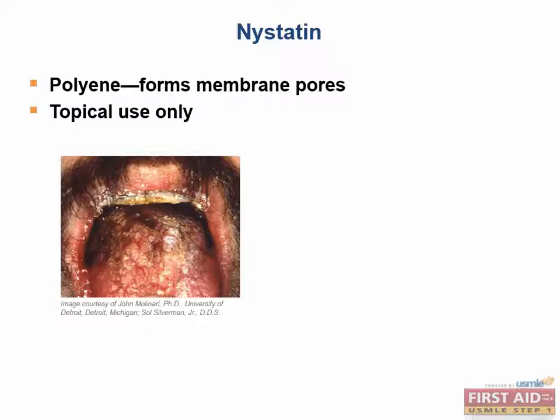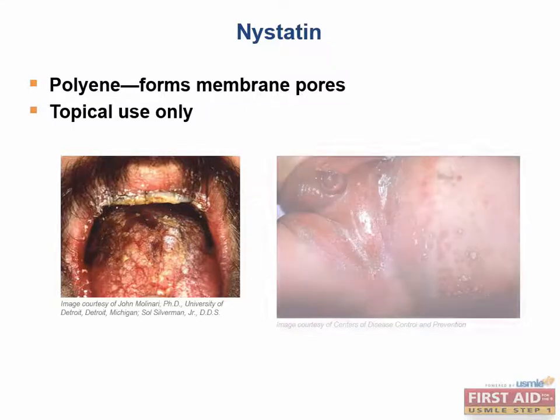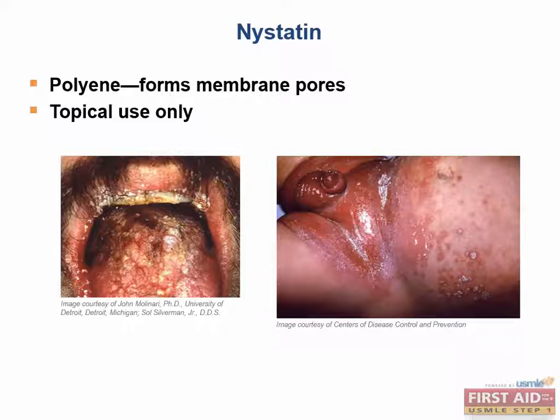Very good. For oral thrush, you have your patient swish and swallow the preparation so that it bathes the oral cavity. Thankfully, it is not well absorbed and doesn't cause systemic toxicity when it reaches the gut. It can also be used to treat very bad diaper rashes, as we can see here, that are usually caused by Candida as well.